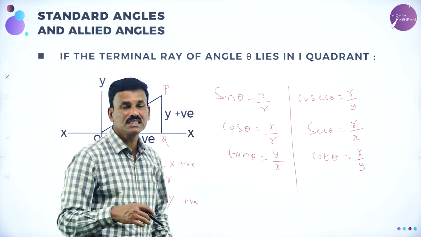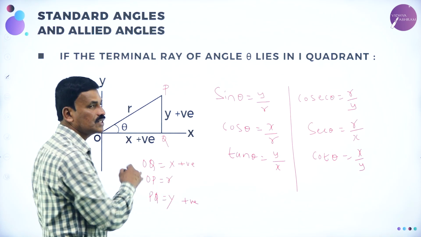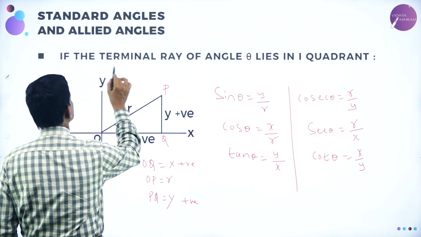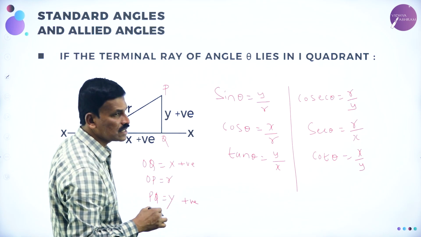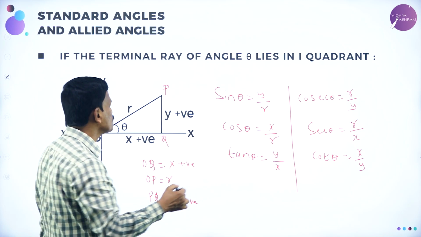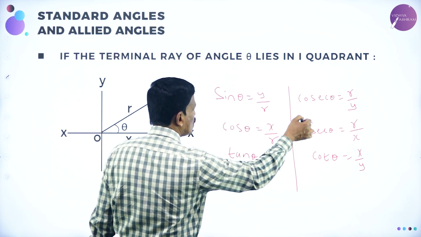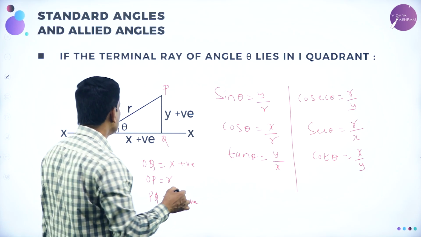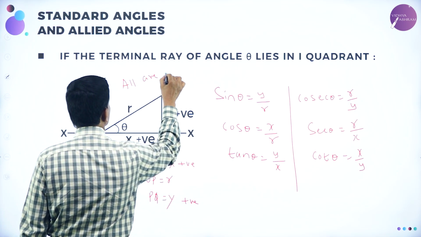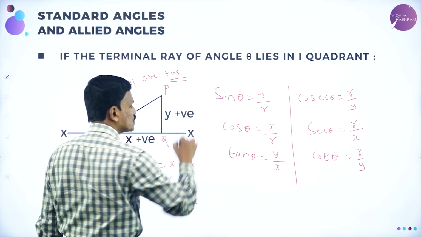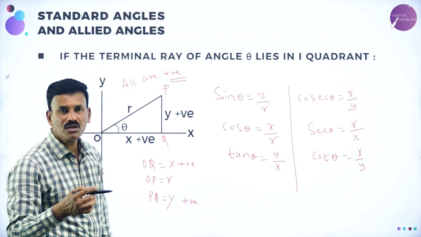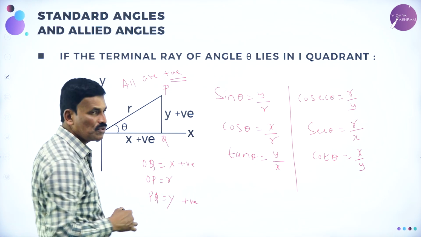Now, how does it change when this angle theta changes? If the terminal ray of an angle theta lies in the first quadrant, we get all these trigonometrical ratios as positive. Sin, cos, tan, cot, secant, cosecant are all positive. That means in the first quadrant, all trigonometrical ratios are positive, because x is positive, y is positive.